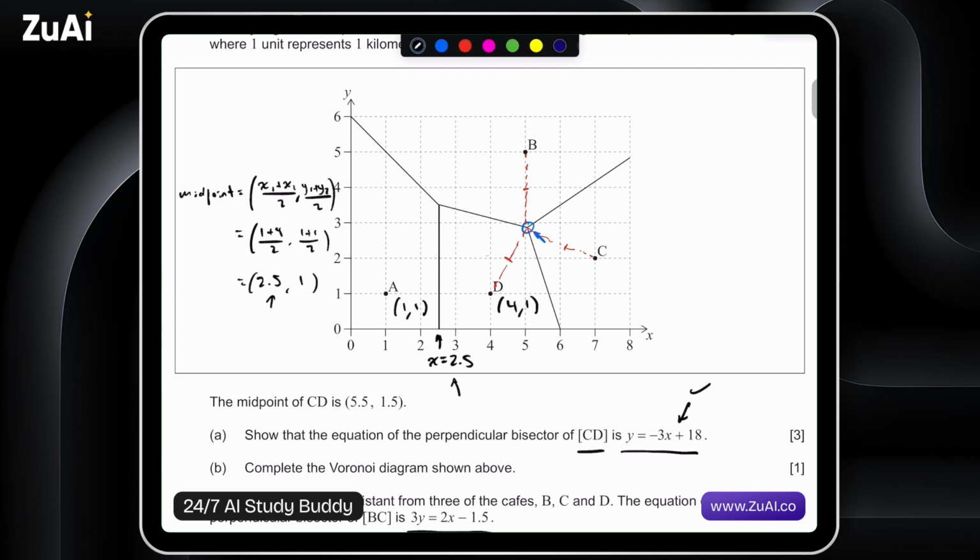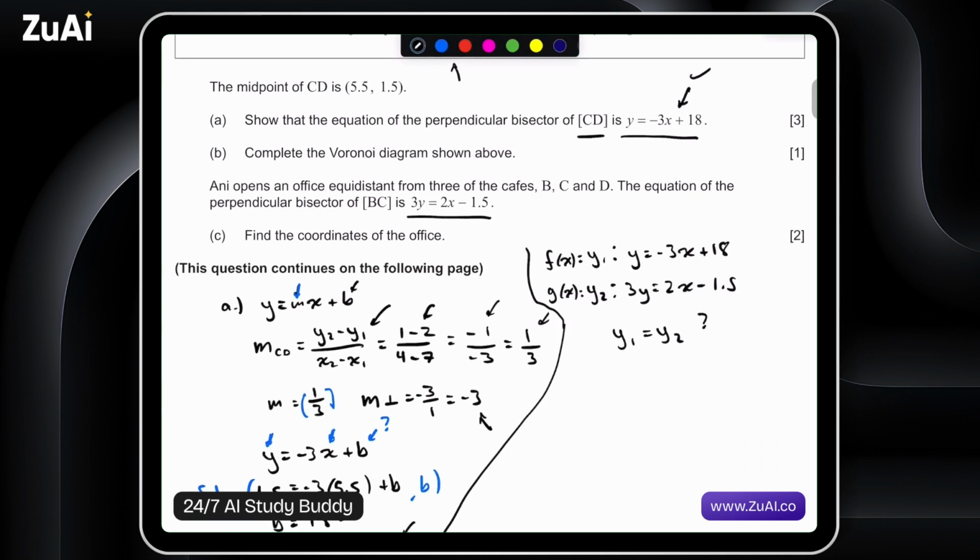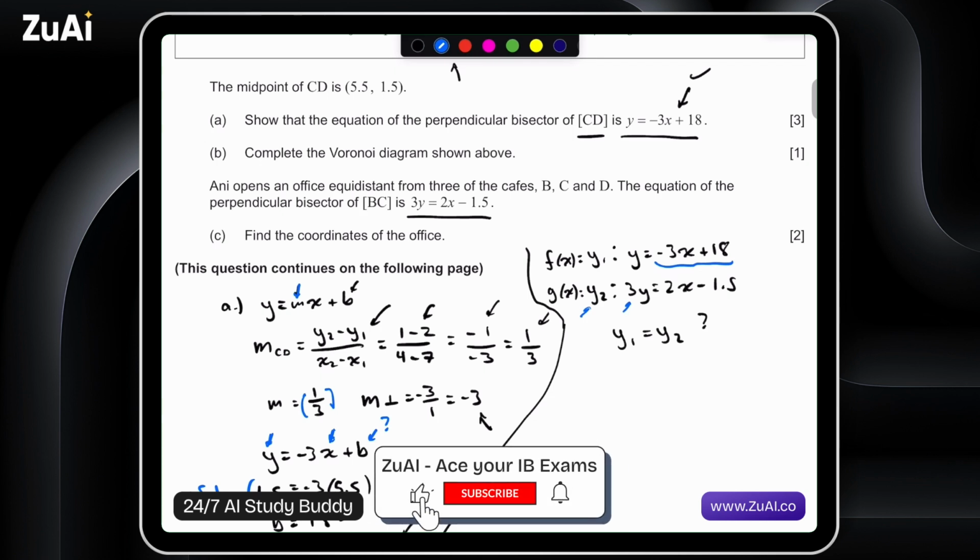And so y1 is, now this is going to be somewhat tricky because y1 already has y on one side, but y2, this second equation, is in terms of 3y. And so that makes it tricky because we can't equate them to each other, not until we make a certain move. And I'll show you what that is.